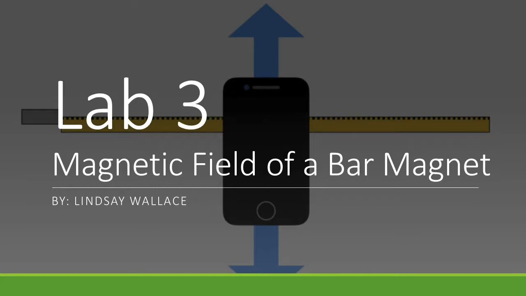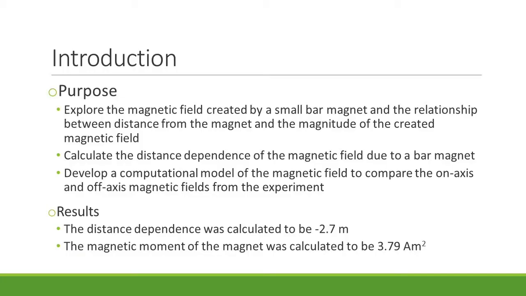Lab 3, Magnetic Field of a Bar Magnet. The purpose of this lab is to explore the magnetic field created by a bar magnet and the relationships between distance from the magnet and the magnitude of the created magnetic field, to calculate the distance dependence of the magnetic field due to a bar magnet, and lastly to develop a computational model of the magnetic field to compare the on-axis and off-axis magnetic fields from the experiment.